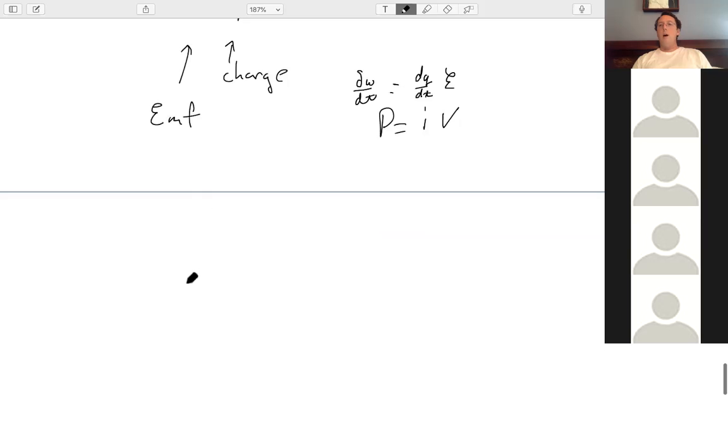I won't give you a formula for heat changes, amounts of heat, yet. That'll involve some other discussions, but we will have that.